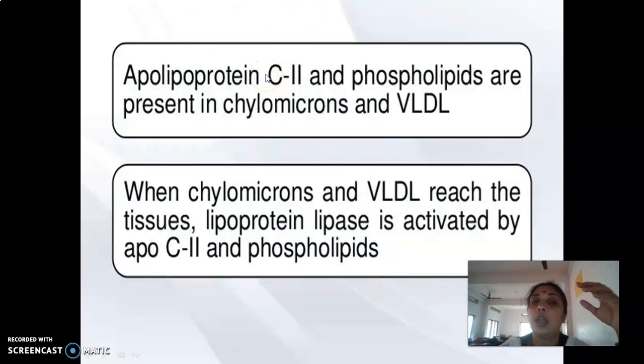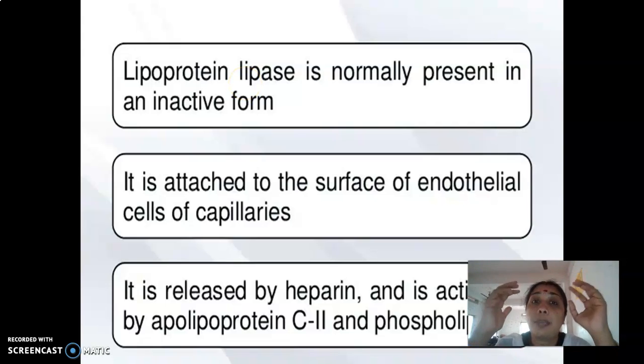When we come to the individual lipoproteins, you will come across these terminologies. Apolipoprotein means it is an apoprotein. So what is an apoprotein? That I'll discuss in the lipoprotein lecture, where I'll teach you the details. For now, just understand that the lipoprotein lipase is in the inactive form. Normally, blood transports chylomicrons and VLDL, but if there is any emergency arising, then what happens?